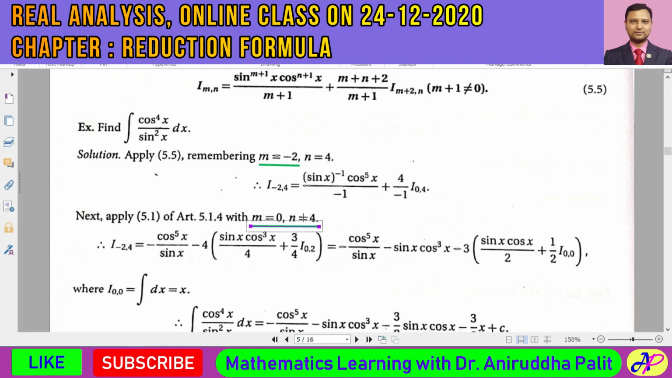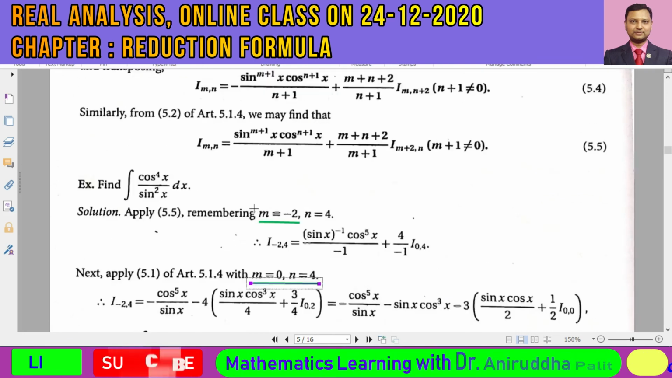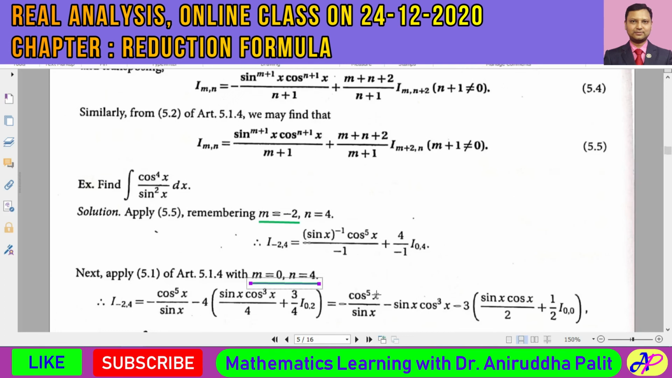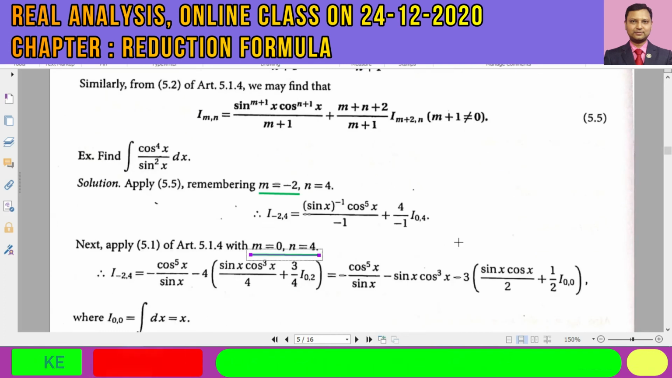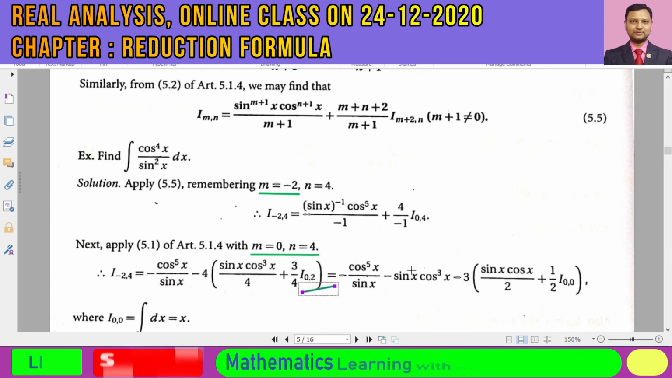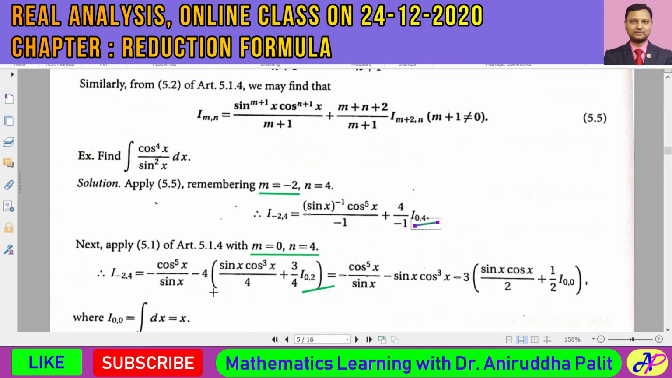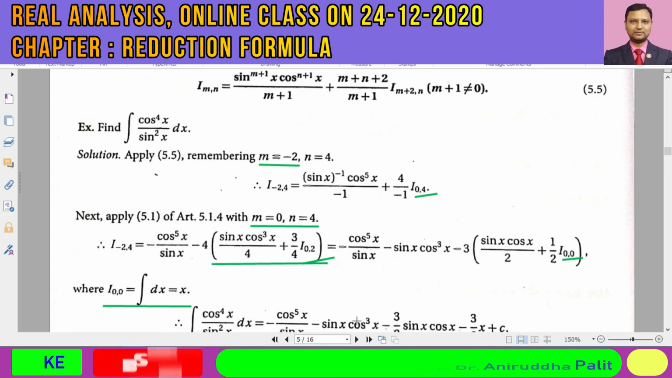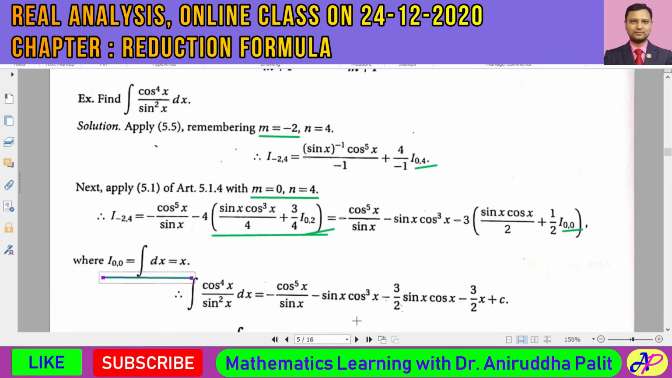What would be the process? m is equal to 0 and n is equal to 4 means we already got these two indices non-negative. So we can apply the previous formula that I discussed. In the previous case, m and n were non-negative integers, and therefore we can apply all this formula, and we ultimately become able to compute this I 0 comma 4. It would be converted into I 0 comma 2, and I 0 comma 2 can also be converted into I 0 comma 0. And I 0 comma 0 means simply the integral of dx, that is simply x. So in this way we can compute.